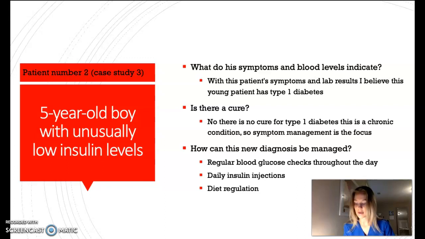Type 1 diabetes is a chronic condition that has no cure, so treatment is focused on symptom management by regulating diets, frequent glucose checks, and insulin injections throughout the day.